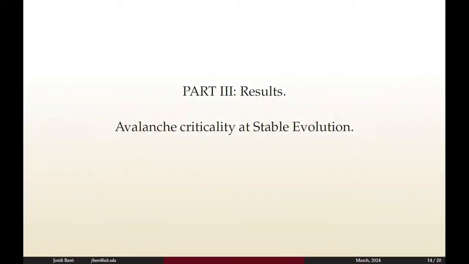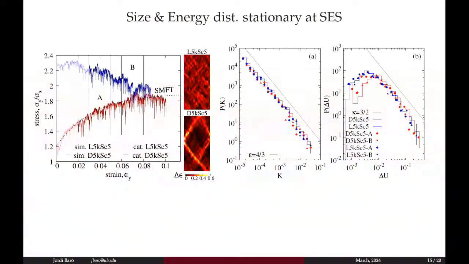Okay. So now the third part is on the results that I want to focus on, and has to do with the topic of this talk, the existence of avalanche criticality at this stable evolutionary state. Remember the example I showed before, with the two examples, the dense and the loose assemblies. Here I'm showing as well where the activity is happening. You see that for the dense assemblies, activity is focused in shear bands, which doesn't happen in the loose assemblies. There the activity is all around.